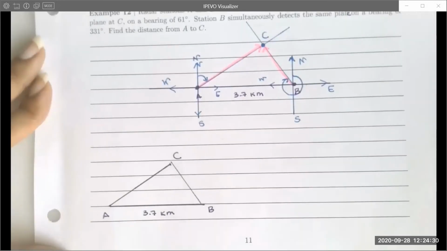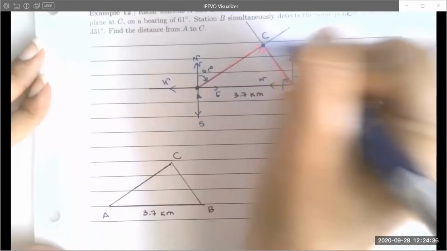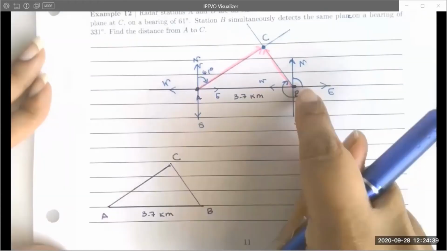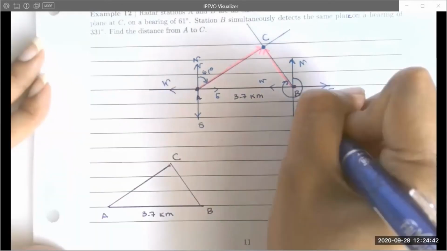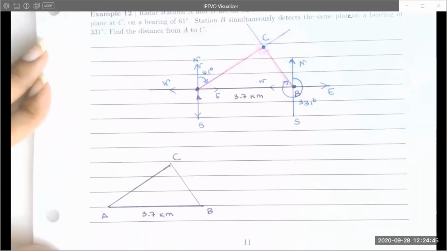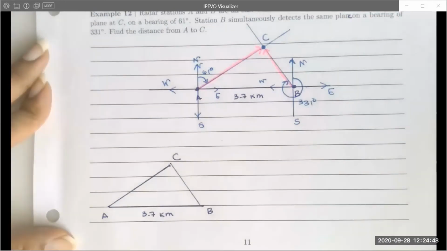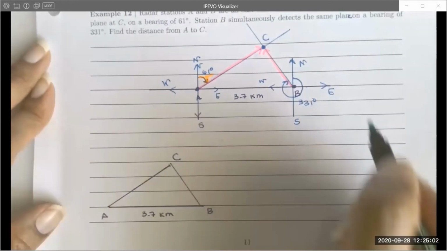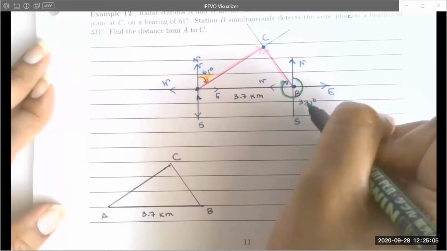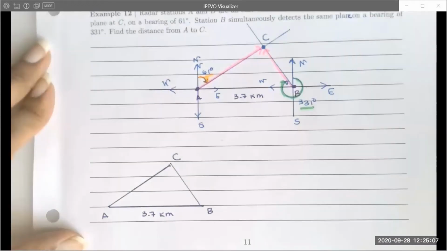Now what I didn't label here were the angles. So let me label this. This was 61 degrees. They told us it was on a bearing of 61 degrees. This was 331 degrees. And I'll color code those as well, that way it's easy to read where they are coming from. So that's 61, and this one here, I'll use green for it. This one's 331.